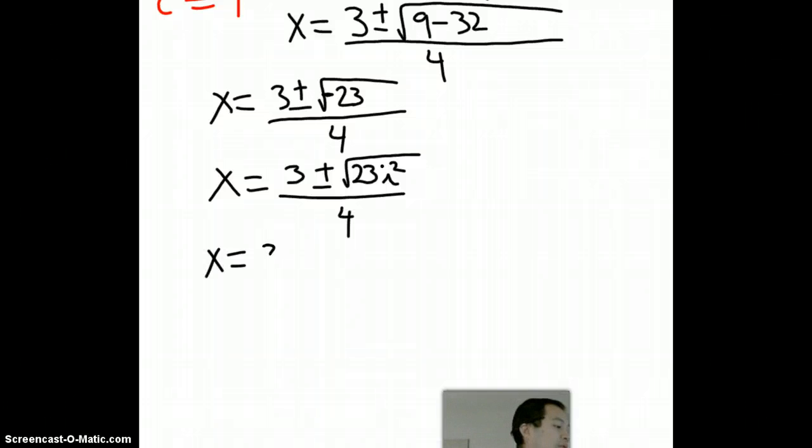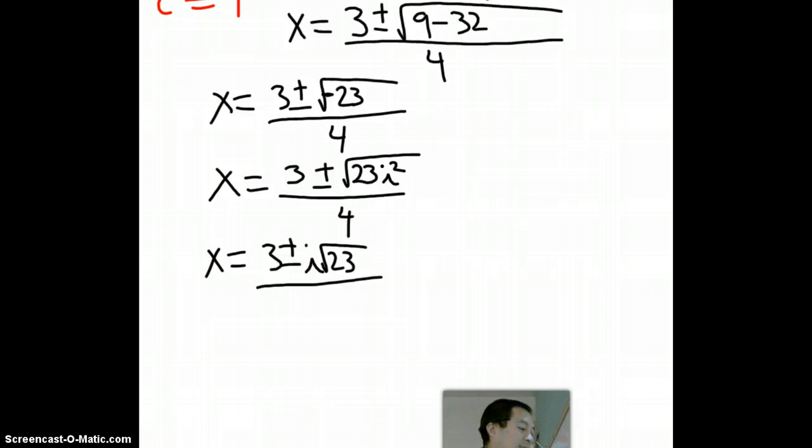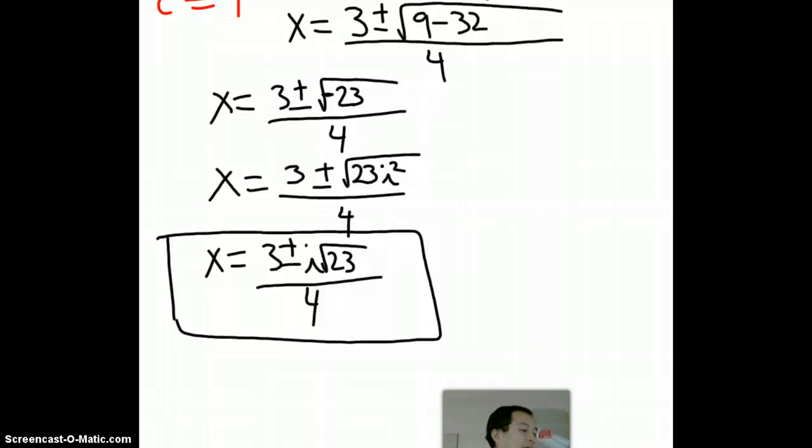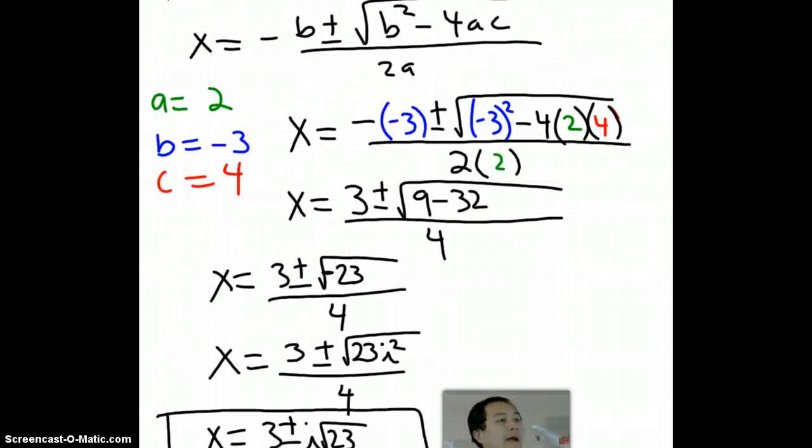X equals 3 plus or minus. Can you simplify square root of 23? No, but can you square root i squared? Yes, that's i square root of 23 divided by 4. If you can simplify anything else, then do it. If not, that's it, and that's your answer. X equals 3 plus or minus i square root of 23 divided by 4. How do you guys feel? Good? And in a nutshell, that's quadratic formula.